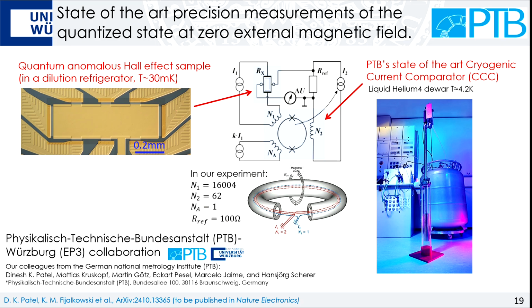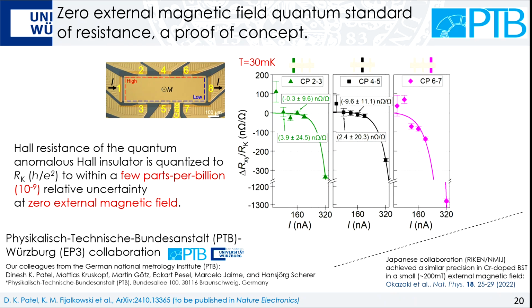But using these tools, we can very precisely measure quantization in these devices. And without going into details, because this involves a lot of cumbersome uncertainty analysis, everything is outlined in this paper if someone is curious about technicalities. But what we can say is that the Hall resistance of the quantum anomalous Hall insulator is quantized to h/e² to within a few parts per billion, or 10 to minus 9, relative uncertainty, and importantly at 0 external magnetic field, which is what we want.